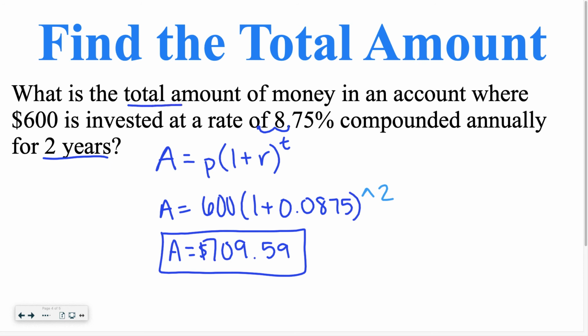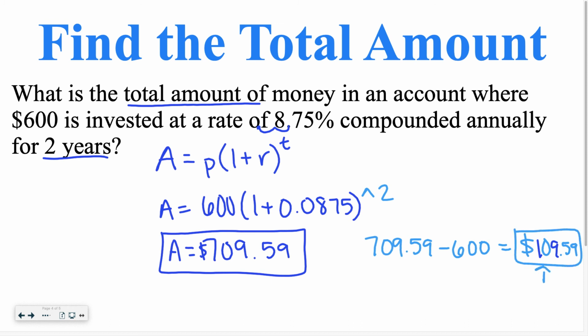It wanted the total amount, and this formula gives you that total amount. Okay, if we were trying to find just the interest, you would take that total amount and subtract our starting amount, which was $600. So then you would say that it was $109.59 for interest. Okay, so depending on what it asks you on IXL, you want to pay attention, because otherwise you might do the problem correctly but type in the wrong final answer.